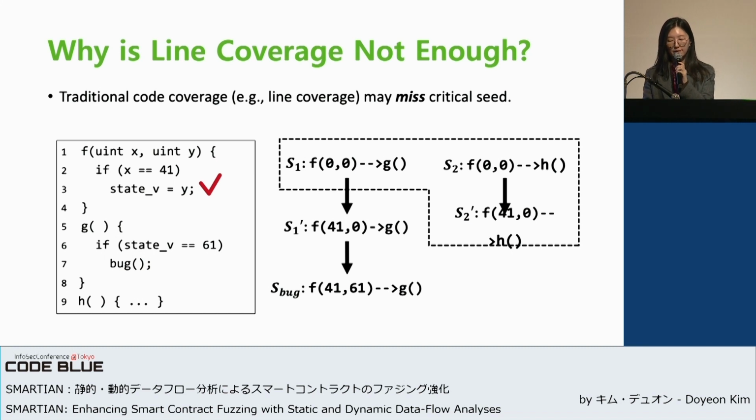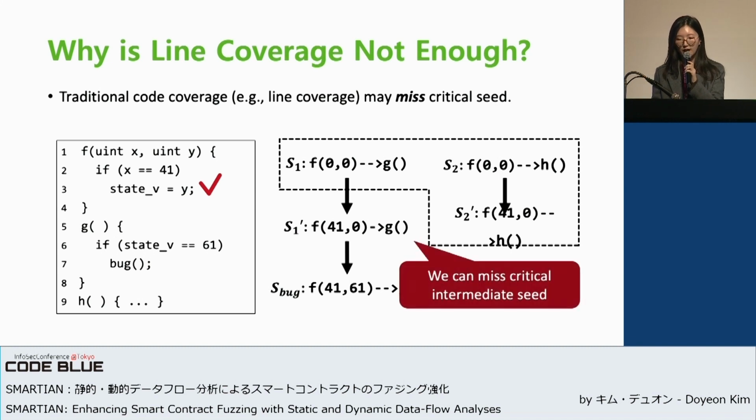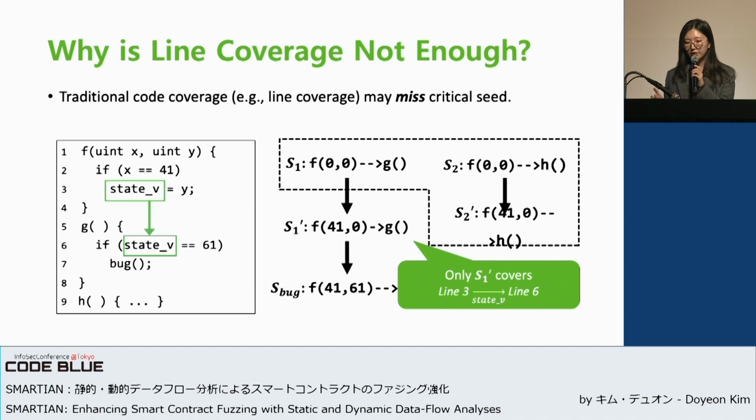And let's assume that a seed pool includes these seeds in the dotted line, and that S1 prime appears next. Then traditional code coverage-based fuzzing doesn't think S1 prime is a meaningful sequence, because it doesn't cover a new line; S2 prime already covered line 3. But you know that only S1 prime triggers the bug. That means traditional code coverage-based fuzzing missed its opportunity to trigger the bug.